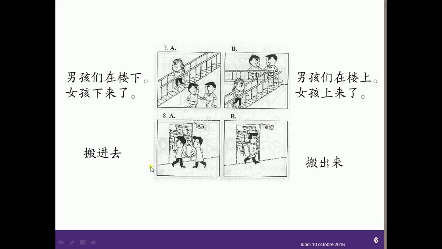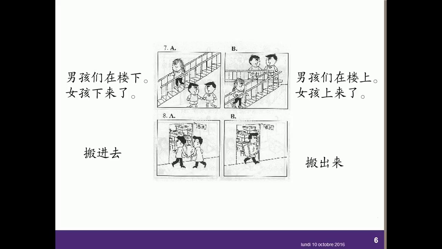Therefore, we say it's 搬进去. And if this person is walking, the action is towards us, because we're the speaker. So we're saying this person, take the computer, 搬出来, take it out, 搬出来.